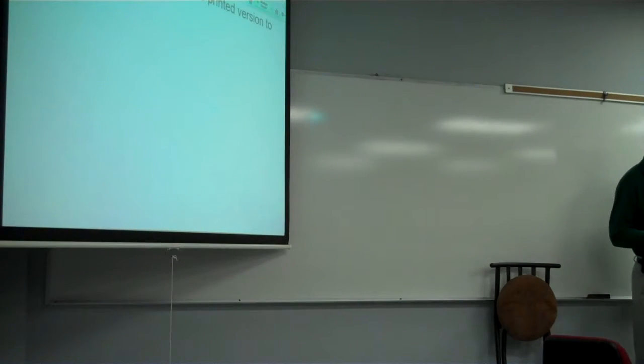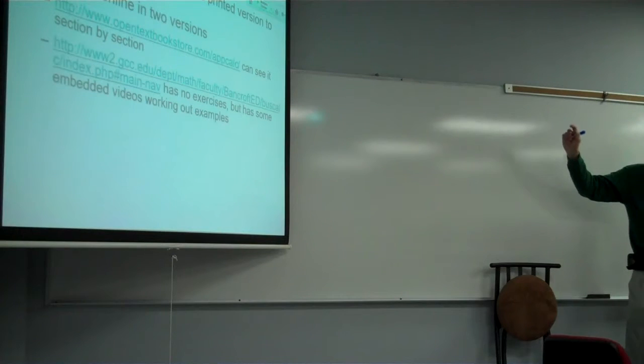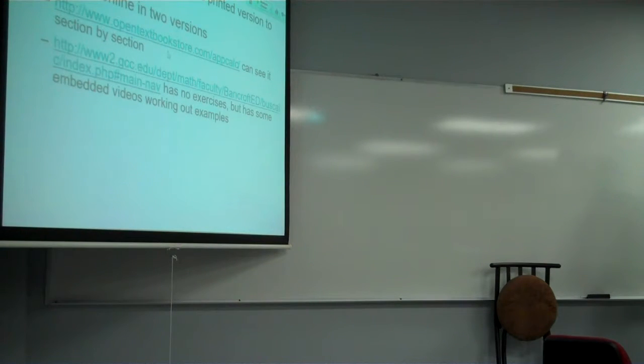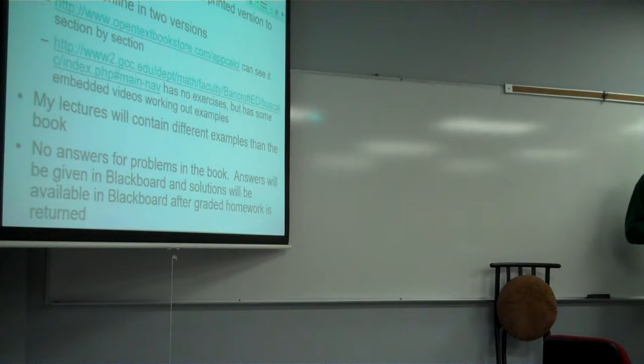Now, as we work at the textbook, as I said, I'd recommend buying it. And I did mention the 2 online versions, where you see it section by section, that has the exercises, and the version that doesn't have the exercises but has some worked out example videos. And the examples I picked to use in class are intentionally different from anything you see in the book. I don't want to redo things that are in the book. I want you to get additional examples. So the book can be additional examples. I am going to give answers on Blackboard and then solutions after the homework's returned.